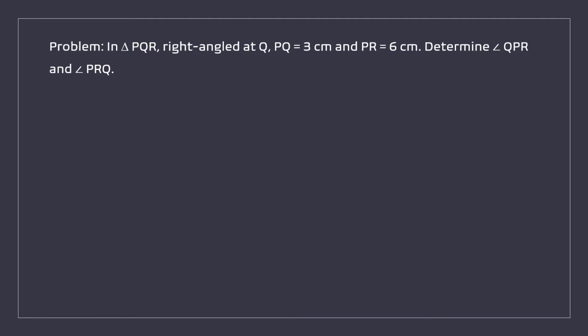Let's look into a problem. In triangle PQR, right angled at Q, PQ is equal to 3 centimeters and PR is equal to 6 centimeters. Determine angle QPR and angle PRQ. These two angles you have to find. And he has given a right triangle, and in that right triangle, two sides are given.